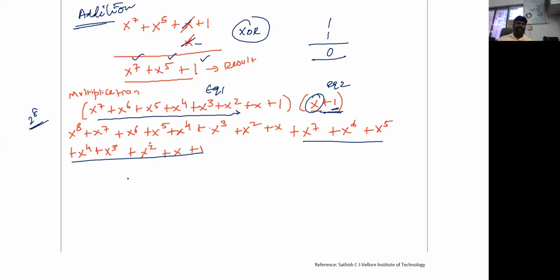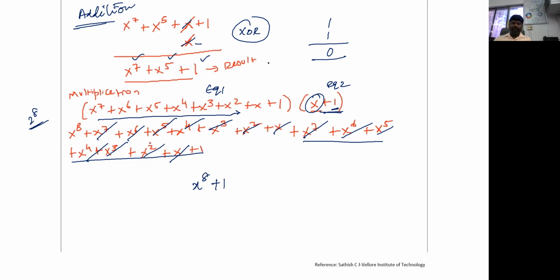7, 7, 7 get cancelled. Then 7, 6, 5, 4, 3, 2, 4, 3, 2, 6, 5. What else is remaining? Again, x and x will get cancelled. And what are the terms which still persist? Which is x power 8 plus 1. I hope it is clear.